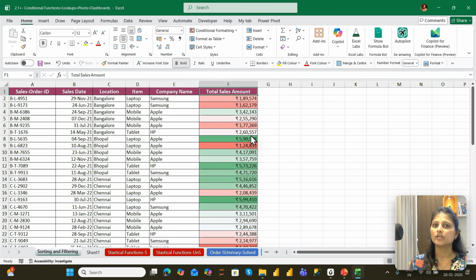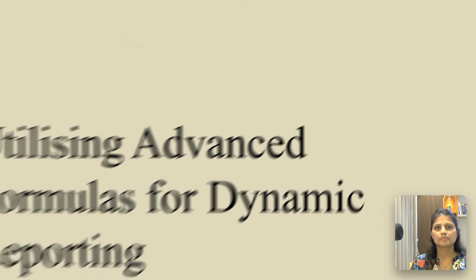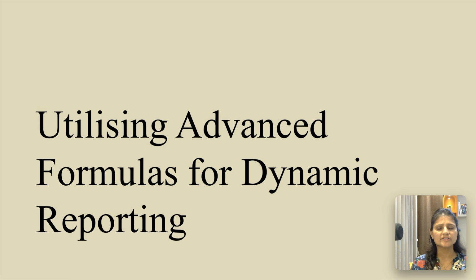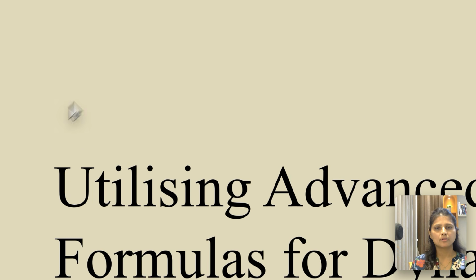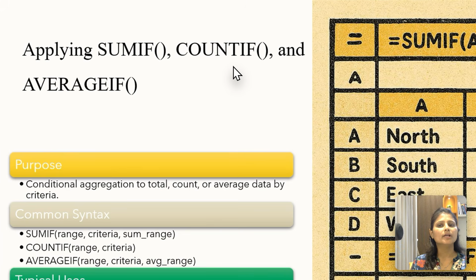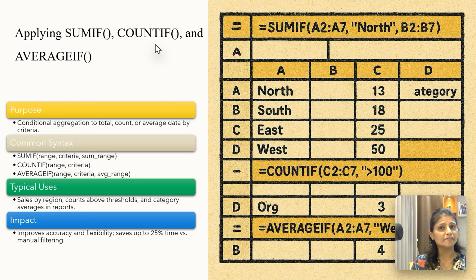Time to move to the next concept that is called working on statistical functionalities where you're giving criteria and then you're counting something. Let's explore this. So how do we utilize these advanced formulas for our dynamic report? Again, there are a few formulas like SUMIF, COUNTIF, AVERAGEIF, and as the name says, they really help you to do aggregations on your data with respect to your conditions.